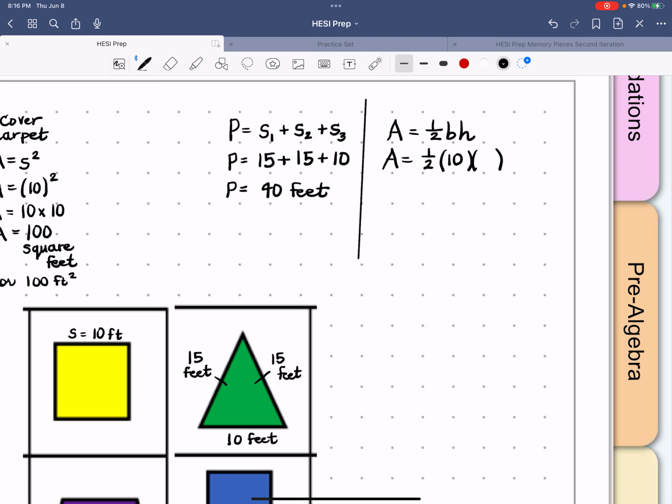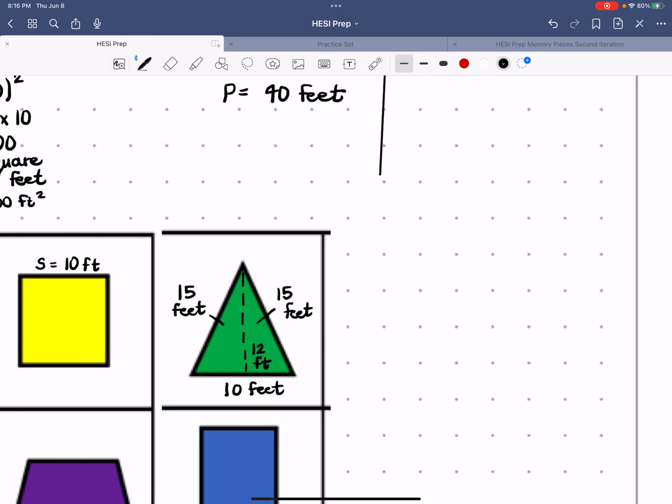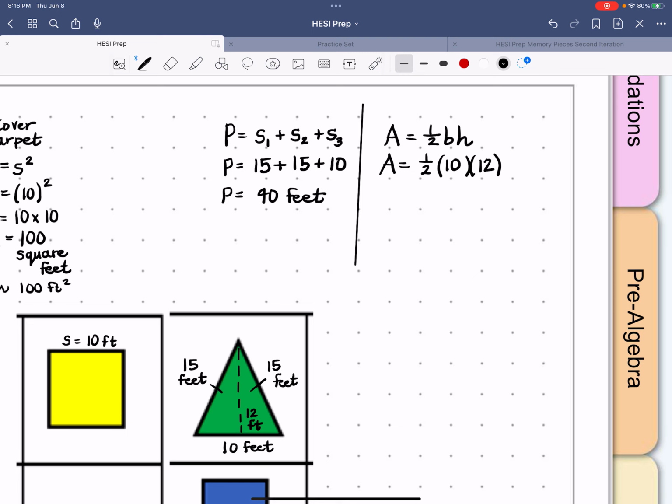Your doctor would never measure your height unless you're standing up straight. So we need to know the height of this triangle as this imaginary line from the base to the point. And I'm going to say that it's about 12 feet. Again, I'm just making up numbers here. But the height is 12. The 15s don't factor into this problem.